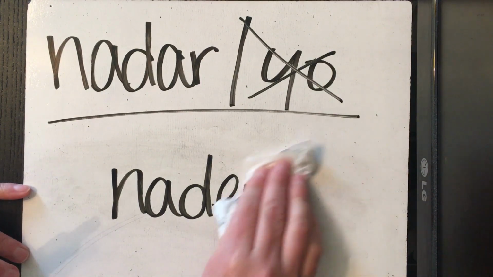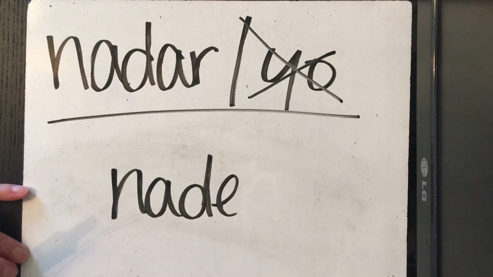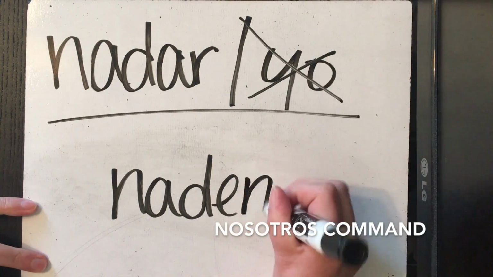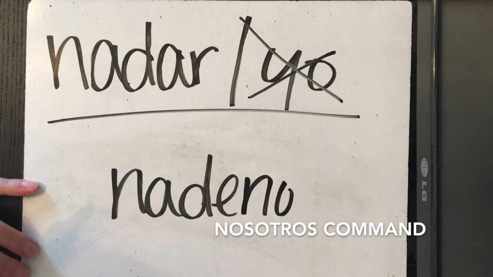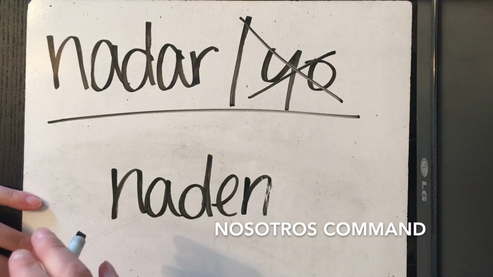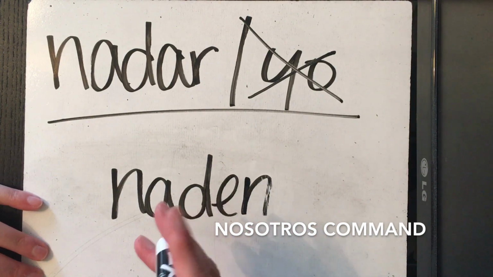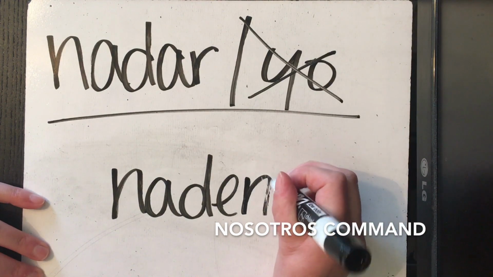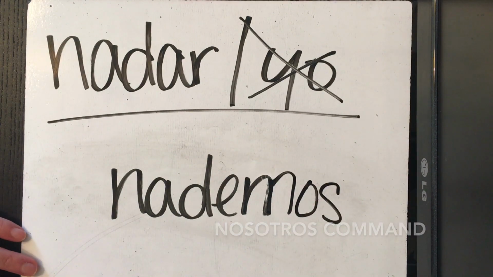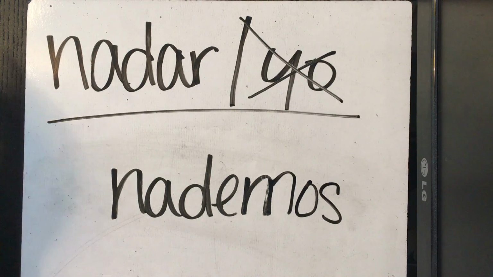And then the nosotros command is so similar. Nosotros command, go to yo, drop the o, add the opposite ending. Here, that would be nademos. So I forgot to say, naden would be a command to a group of people, like if I wanted to say students, swim. Nosotros, nademos would be let's swim. That is nadar in all 12 conjugations we have learned so far.